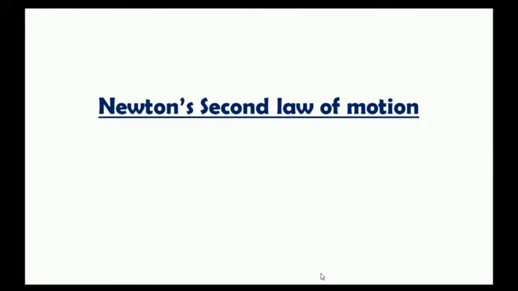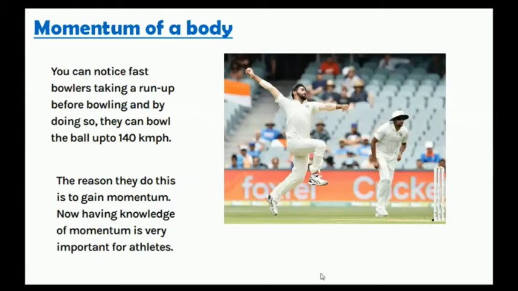Today we are going to learn Newton's second law of motion. Let us understand what we mean by the term momentum of a body. You must have noticed fast bowlers taking a run up before bowling, and by doing so they can bowl the ball up to 140 km per hour. The reason they do so is to gain momentum.